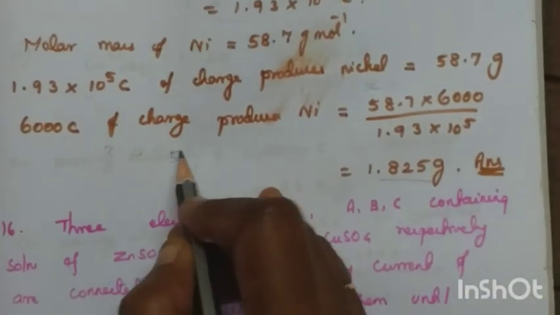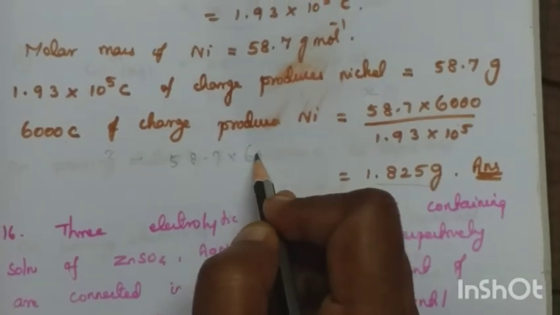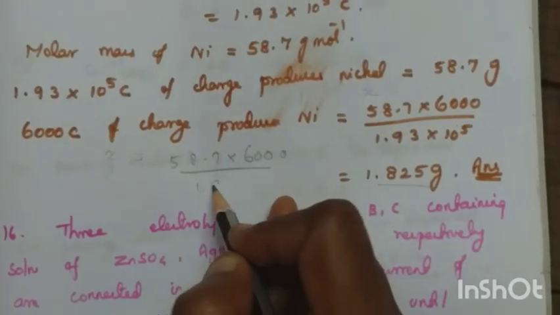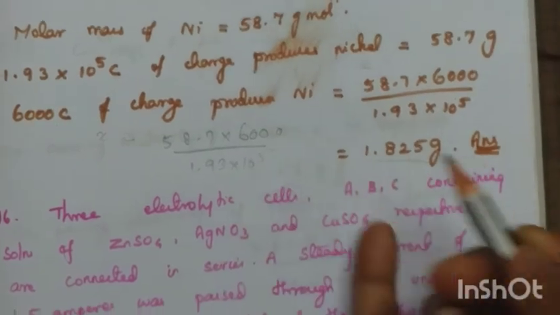So X is 58.7 into 6000 divided by 1.93 into 10 power 5.